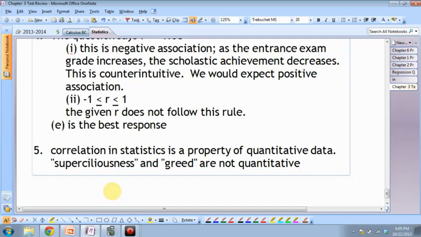Okay. So correlation doesn't exist unless you have quantitative variables. You could probably quantify superciliousness and greed, but the words themselves are not quantitative. Yeah, of course.